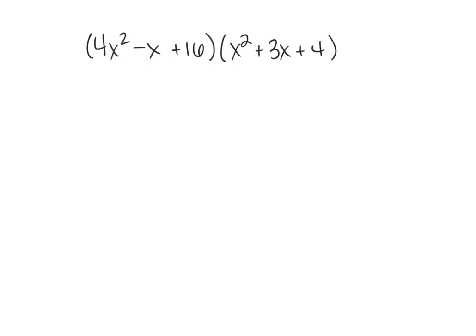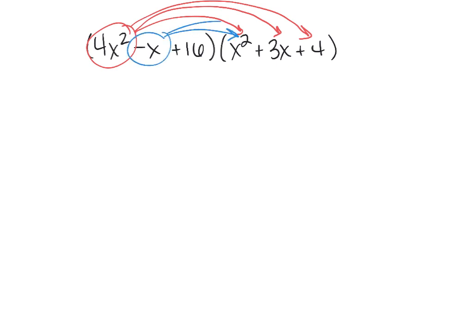When we're multiplying polynomials that are more than just those binomials, we've got to take these one term at a time. So what's going to happen is we're going to take this first term, multiply it to everything in the second set of parentheses. We'll do the same thing with the next term, and then we'll do the same thing with the last term. So basically, every pair ends up getting multiplied together.